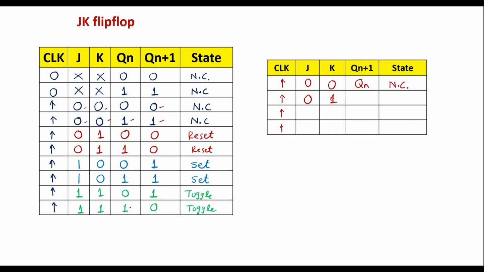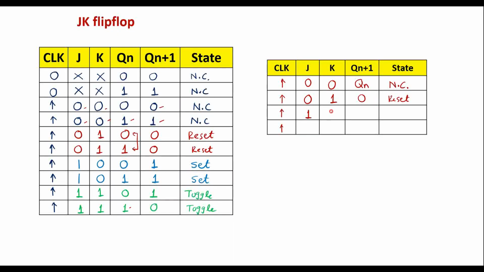When J is 0 and K is 1, so here we can observe J is 0, K is 1. Here also J is 0, K is 1. So this is the Qn. So Qn plus 1 in both the cases is 0, 0. It means flip-flop is reset. That is Qn plus 1 is 0, that is reset.